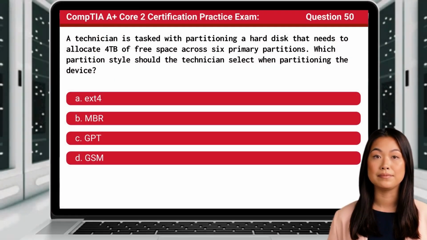Question 50. A technician is tasked with partitioning a hard disk that needs to allocate 4 terabytes of free space across 6 primary partitions. Which partition style should the technician select when partitioning the device?